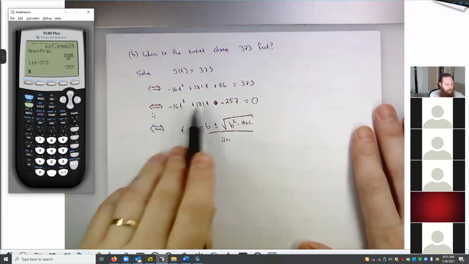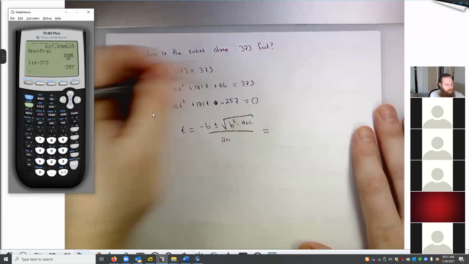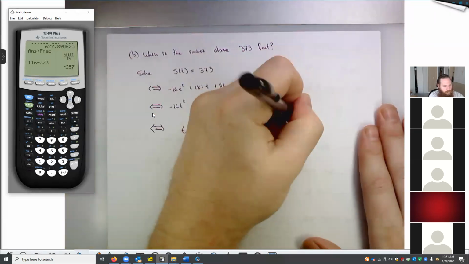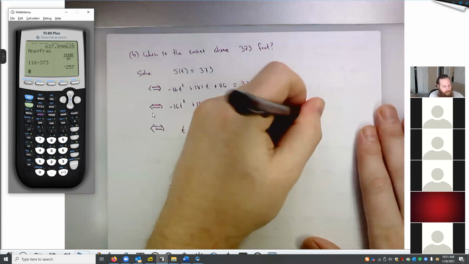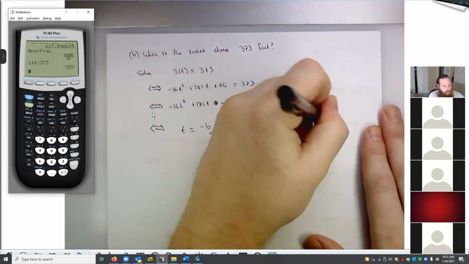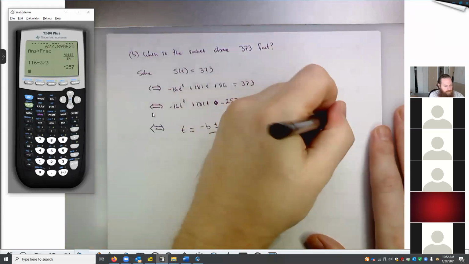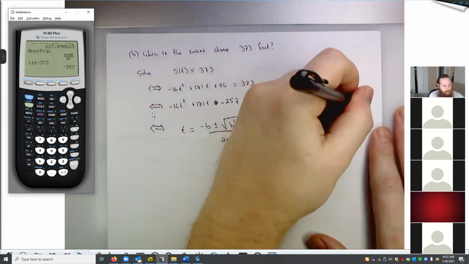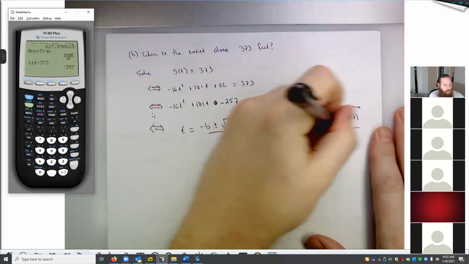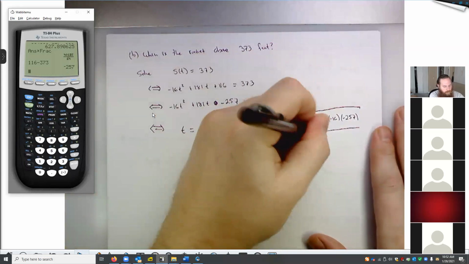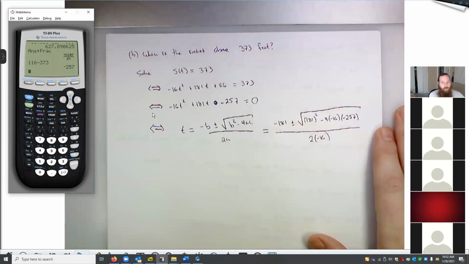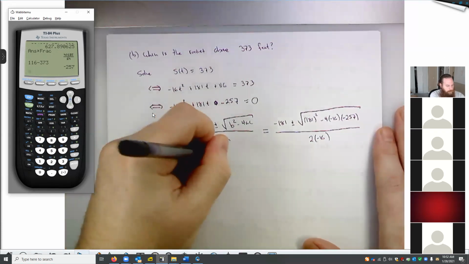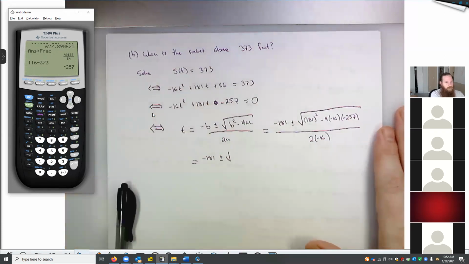So here's A, B, and C. So this is negative B, that's negative 181, plus and minus the square root of B squared, which is 181 squared, minus 4 times A, which is negative 16, times C, which is negative 257, all over 2A, which is 2 times negative 16. We can crunch this in the calculator, negative 181, plus and minus the square root of, let's calculate this discriminant.